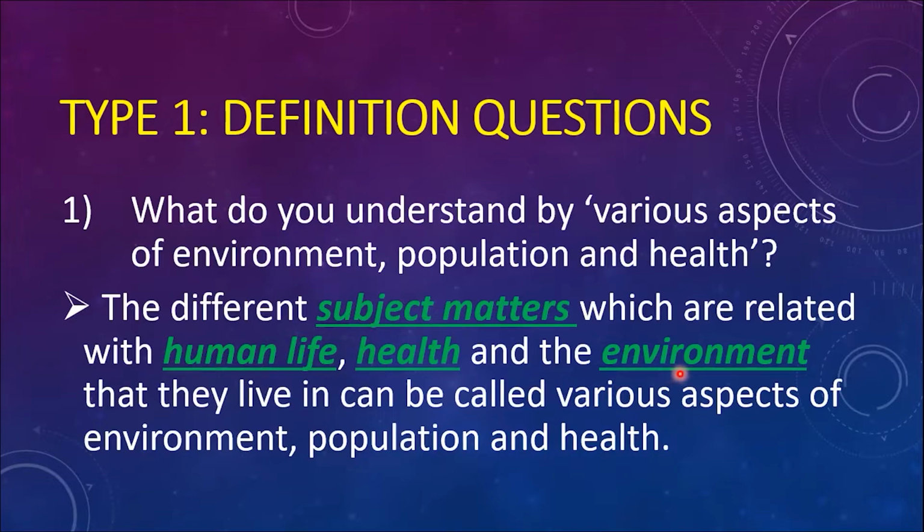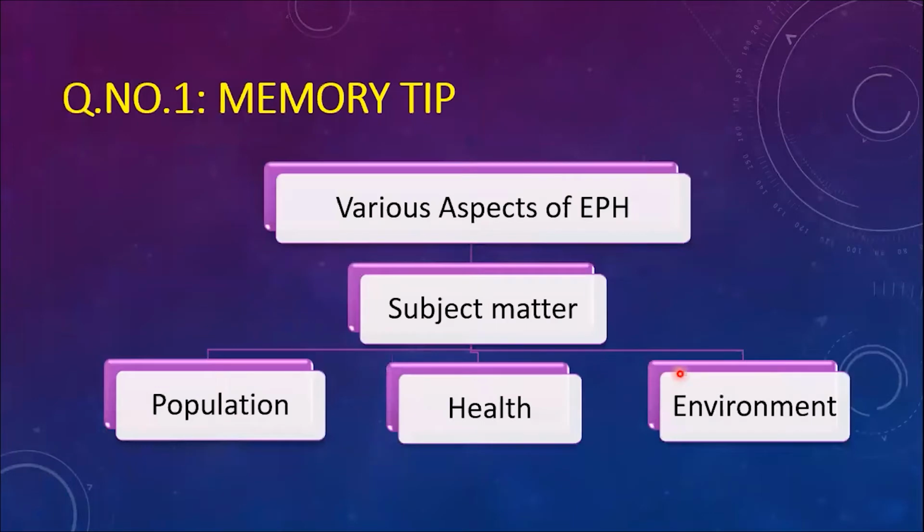If we show the same thing in a table, it will be easy to remember. Look here, this is the memory tip, an easy memory tip. If you make notes like this, it will be so easy for you to remember this definition. So, what do you mean by various aspects of EPS? Various aspects of EPS means the subject matter, the subject to study, and it is related to population, meaning human life, health and environment. So you can easily define it: the various aspects of environment, population and health means the subject matter which is related to population, health and environment.